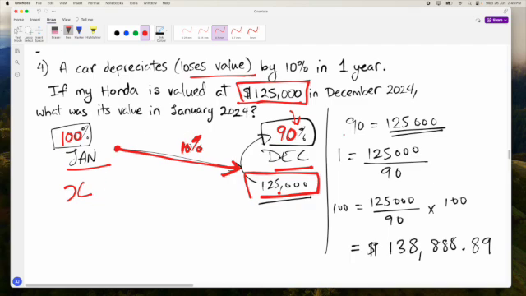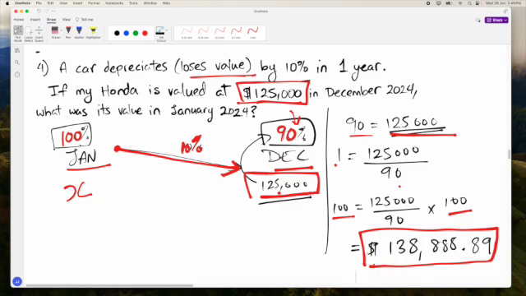And so by the same method we used in the last question, if 90% is this price, then 1% would be 125,000 over 90, and then you multiply that by 100 to get the 100%. This here is the original price in January.